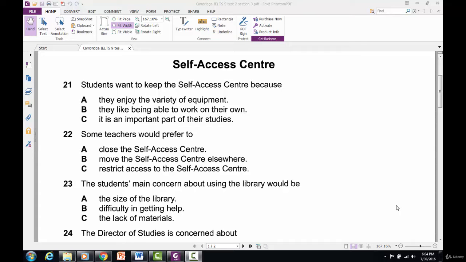Okay, now let's do another section 3 for the listening section. We have another section 3 that we have to do here, and this is from book 9, test 2, section 3 that we're going to be doing.